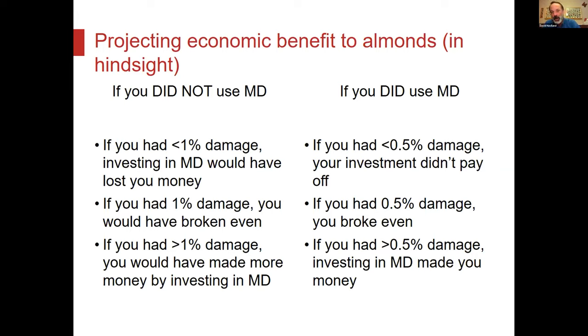Well, what if you did use mating disruption? Similar numbers, just modified slightly. In that case, it's a half. So if you use mating disruption and you ended up with less than 0.5% damage, it didn't pay for itself. If you used it and ended up with 0.5%, you broke even. And if you used it and had anything more than 0.5% damage, you should be really glad you used mating disruption because you ended up making money on that investment. So those are the numbers.